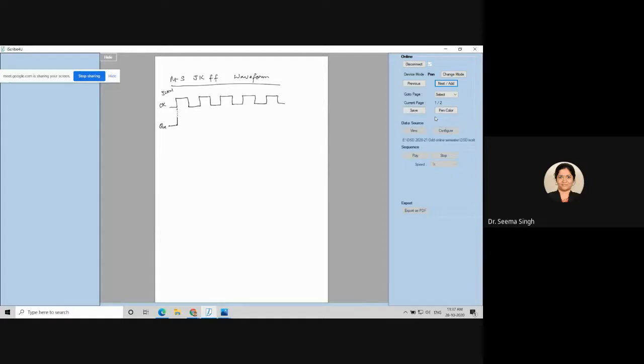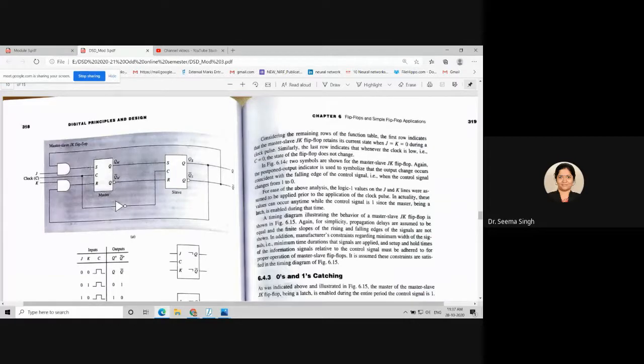It will toggle, right? What about the feedback? Will I get feedback? Will my feedback change? See the circuit. In the circuit, what is happening? I am having J and K as high and high. I am assuming that initially my feedback was such that it toggled.